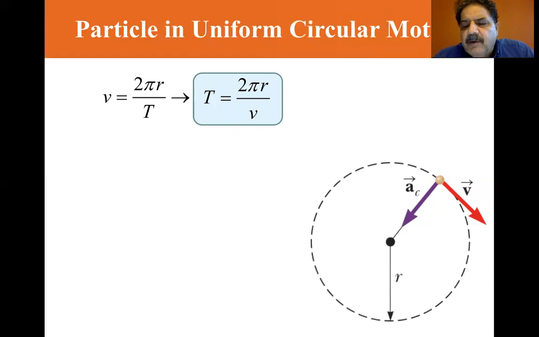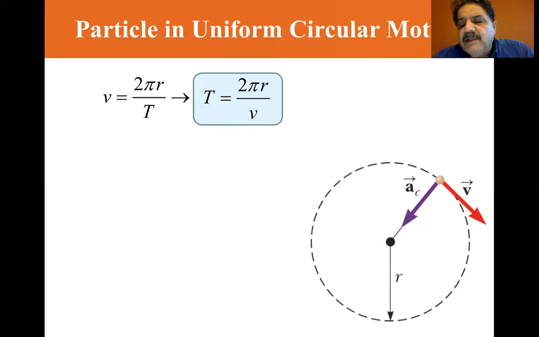The period of the particle in uniform circular motion equals the number of seconds for one revolution. The inverse of the period is equal to the rotation rate, measured in revolutions per second.